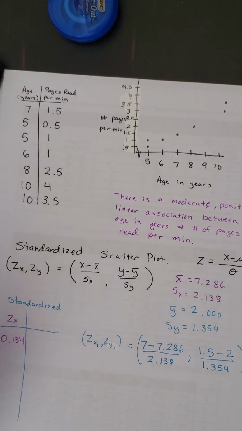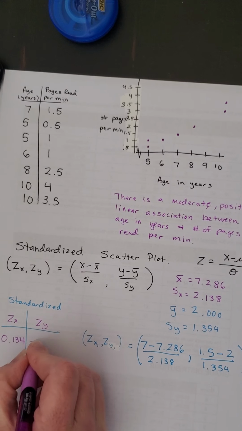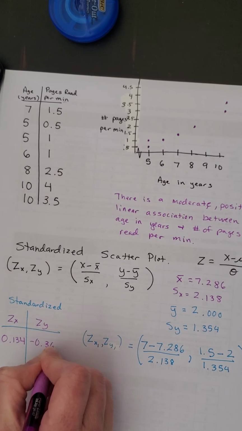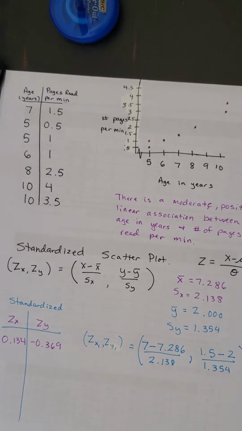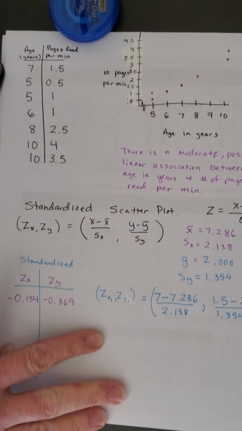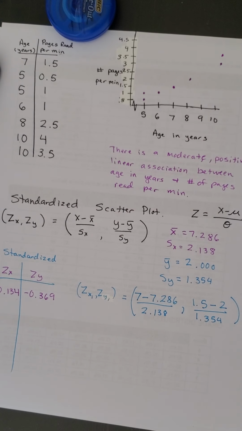And then I'll do it again for y, 1.5 minus 2 divided by 1.354. z sub y is negative 0.369. All right, I'm going to pause the video. Actually, I'll do one more with you guys, just for those of us who are a little bit slower and need a second example.